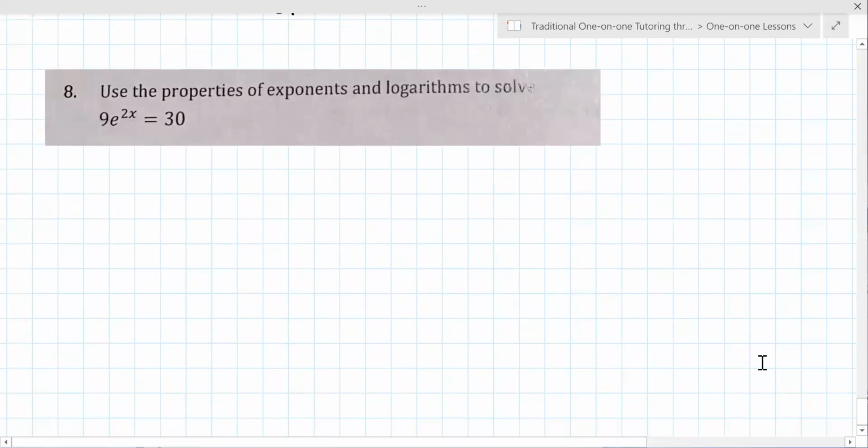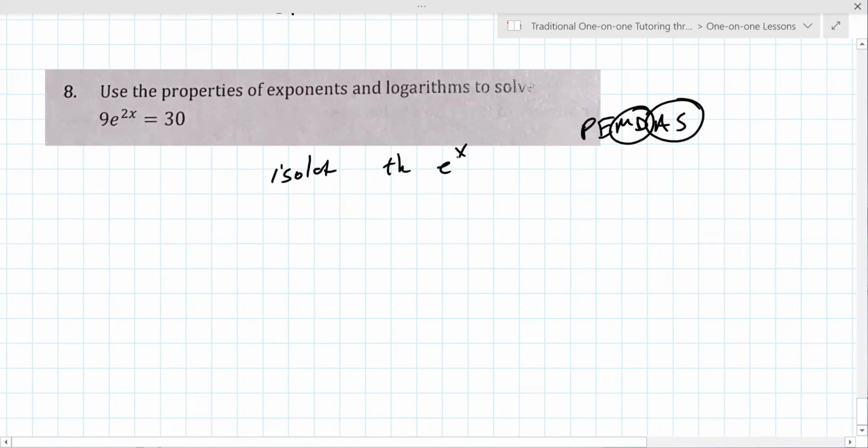Use properties of logarithms and exponentials to solve 9e to the 2x equals 30. So again, order of operations applies here. You undo addition and subtraction, then multiplication and division. You want to isolate the e to the x, or in this case, the e to the 2x. So you want to undo this 9 on both sides, so you divide by 9. e to the 2x equals 30 over 9, which doesn't divide evenly. You can reduce, I mean, you can divide both by 3 if you want. It's up to you.